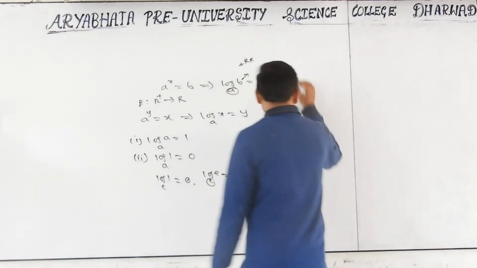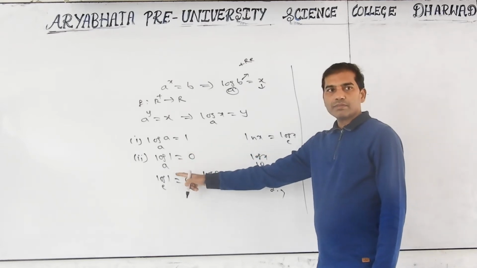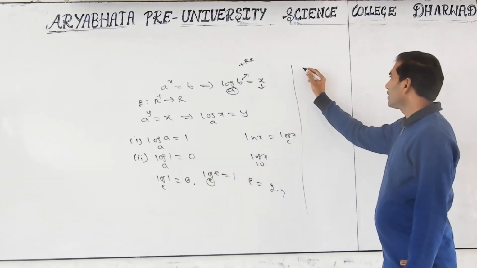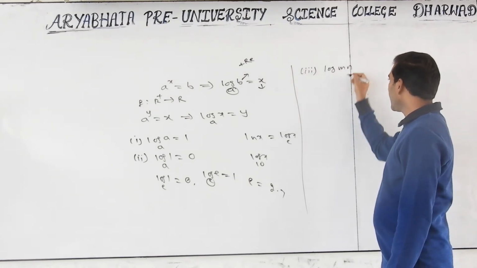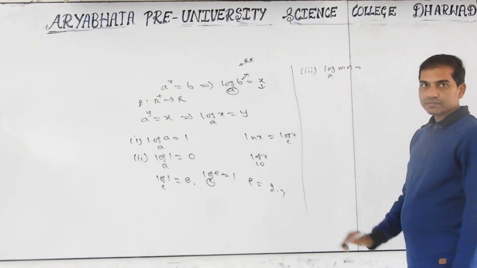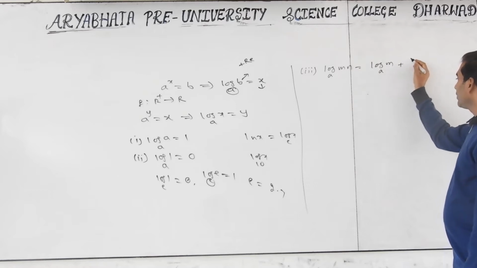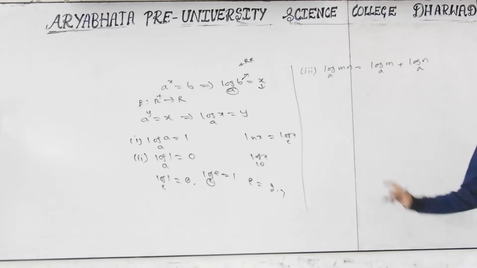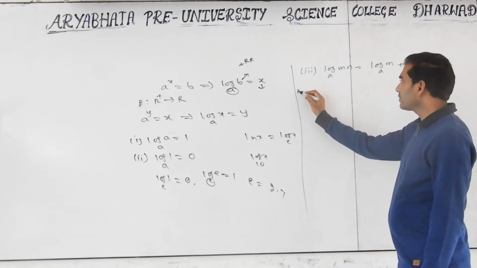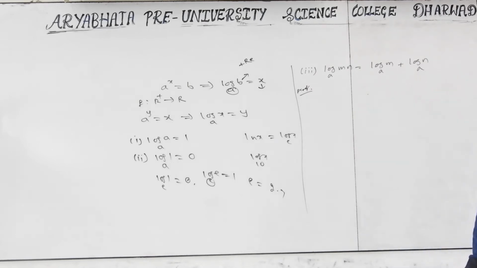Now the properties of logarithm. Log a base a is 1. Log 1 base a is 0. Next, the third one is logarithm of m into n base e equals log of m base e plus log of n base e. Okay, the proof is not important, but let us prove one property. The proof is not important, they won't ask it in theory. The property is important. Okay, one property.